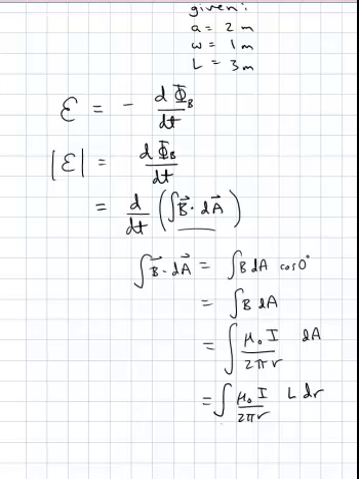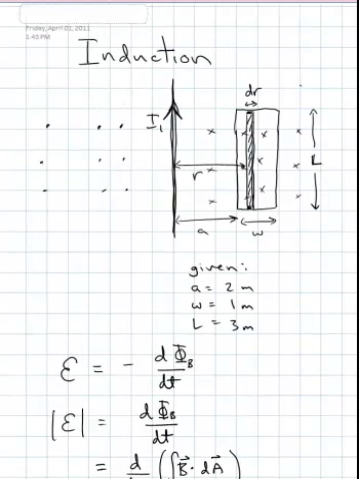And we're integrating from A to A plus W, right? Let's go back one more time. We're starting at A and going to A plus W over this whole, we're basically integrating over the area of this loop.